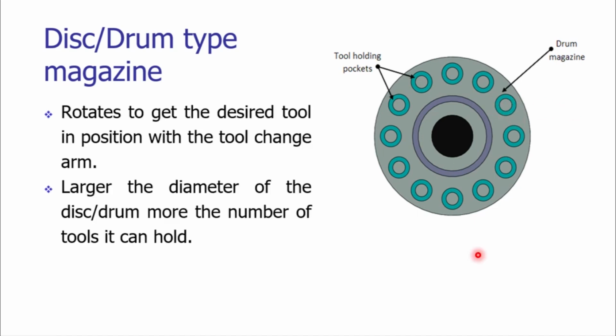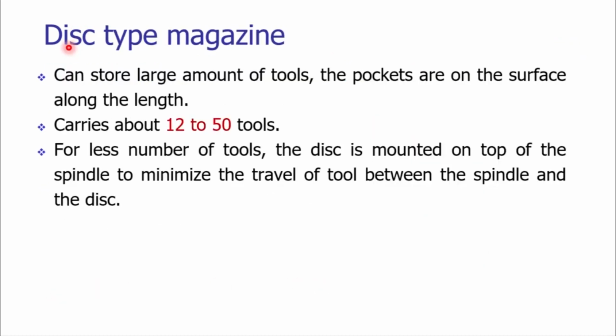If you increase the diameter of the disc or the drum, naturally you can hold many cutting tools or processing tools. The disc type magazine can store about 12 to 50 tools. If you want to increase the number of tools mounted on the disc type magazine, then we have to use various configurations. In general, the disc containing these tools is mounted just above the spindle of the cutting machine.